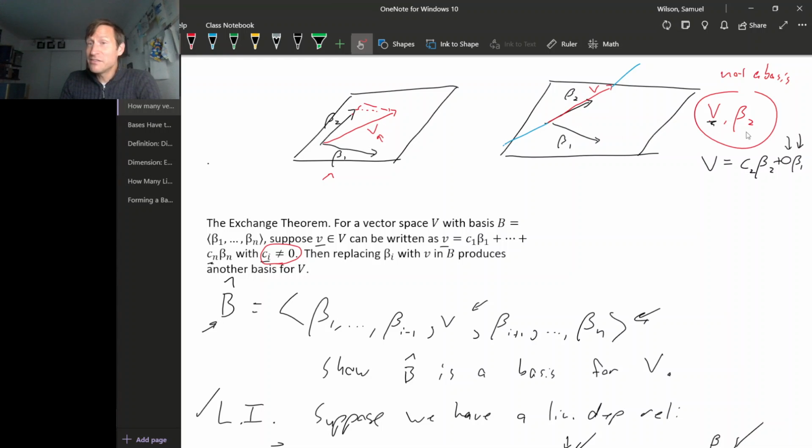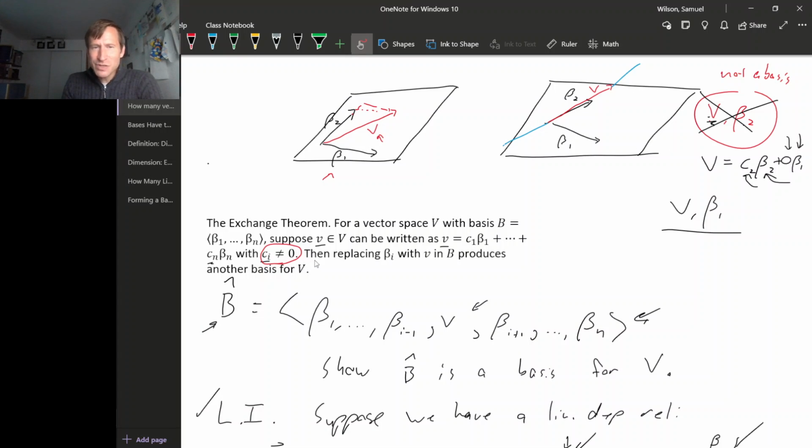So what we should have done is, instead of our new basis being V and B2, so instead of replacing B1, we should take V and B1. C2 was the non-zero coefficient in this linear combination, so we have to use V to replace not beta 1 but beta 2, and that leaves us with V and B1. And yes, V and B1 do form a basis for this entire plane, as you can see.